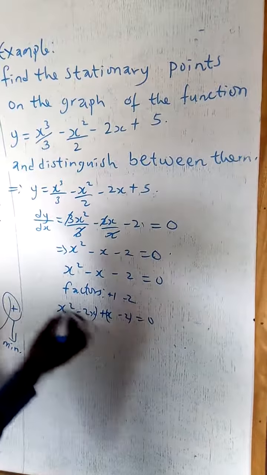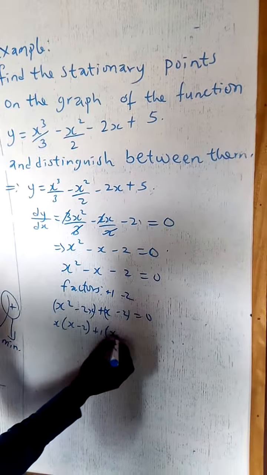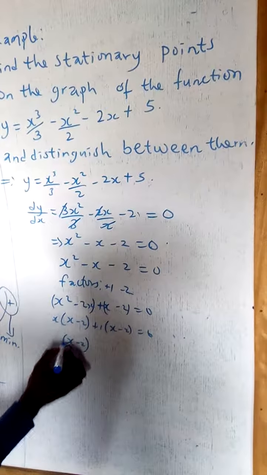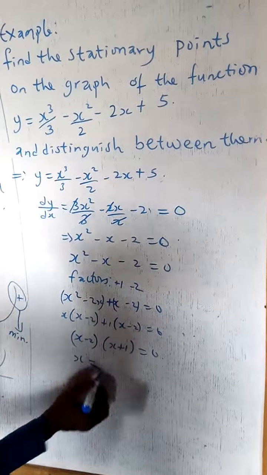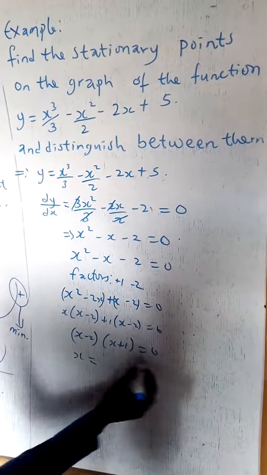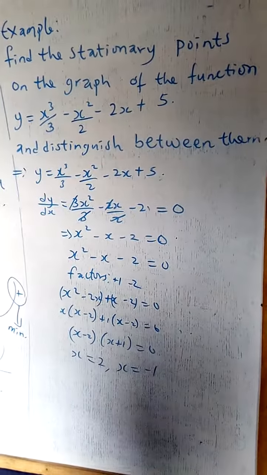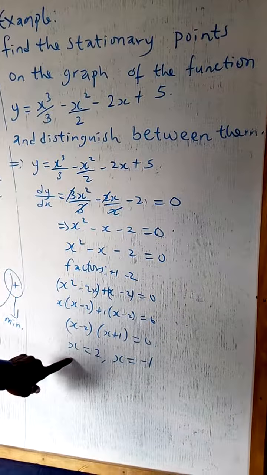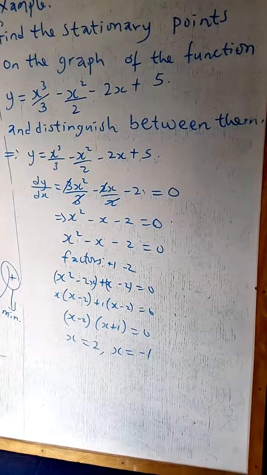Then factorizing this out, s(s − 2) + 1(s − 2) = 0. Factorizing again, (s − 2)(s + 1) = 0. So the points on s where the stationary point occurs: this one is equal to 0 and this one is equal to 0, so s will be 2 and s will be minus 1. So the stationary points occur when s is 2 and when s is minus 1.